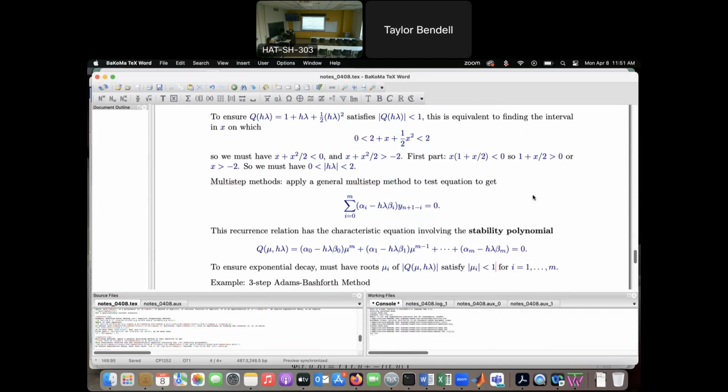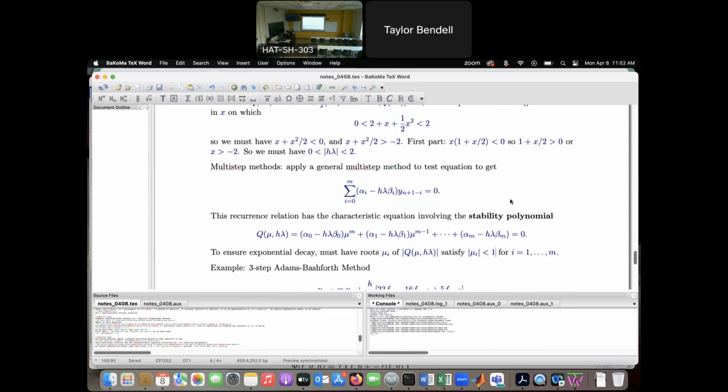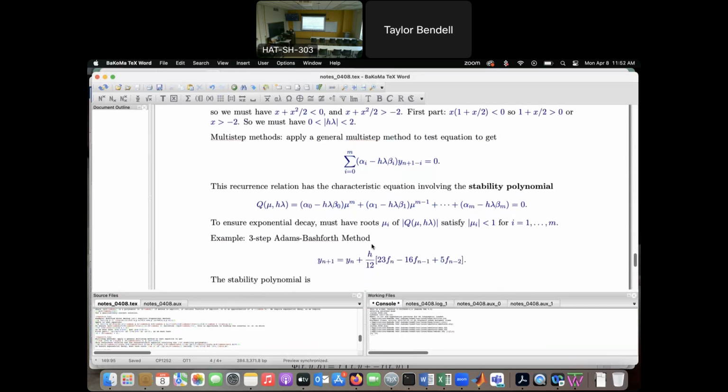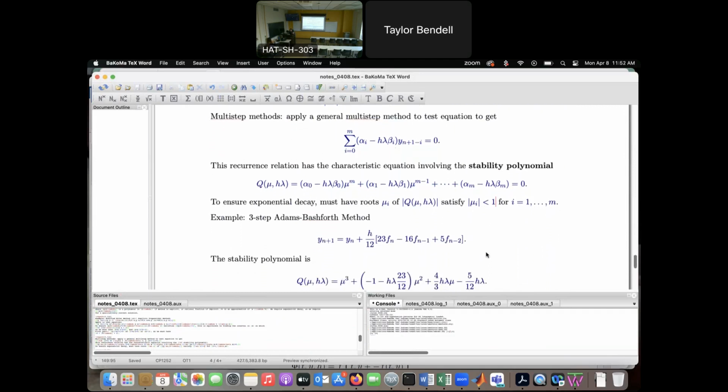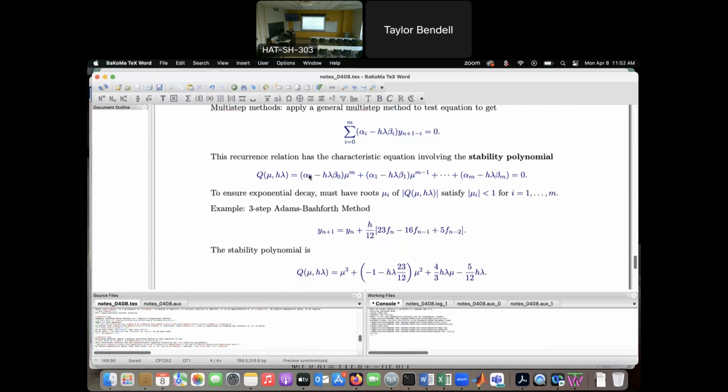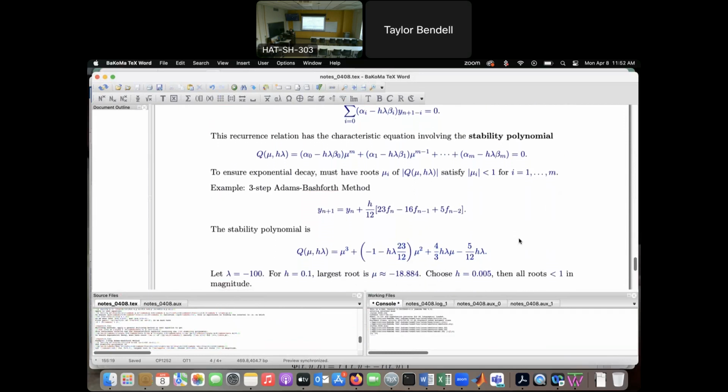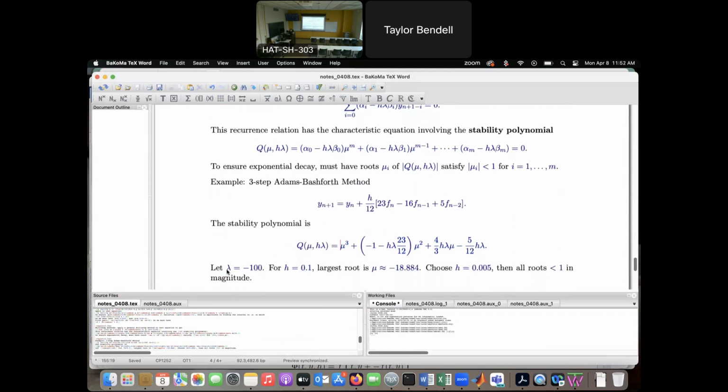So for example, suppose we have a 3-step Adams-Bashforth method. So this is the method. So then the stability polynomial, by filling in the alphas and betas from up here, we get this, which is a rather nasty polynomial. It's not something we could try to find the roots of on paper or anything. But I'm going to go ahead and let lambda equal to minus 100.